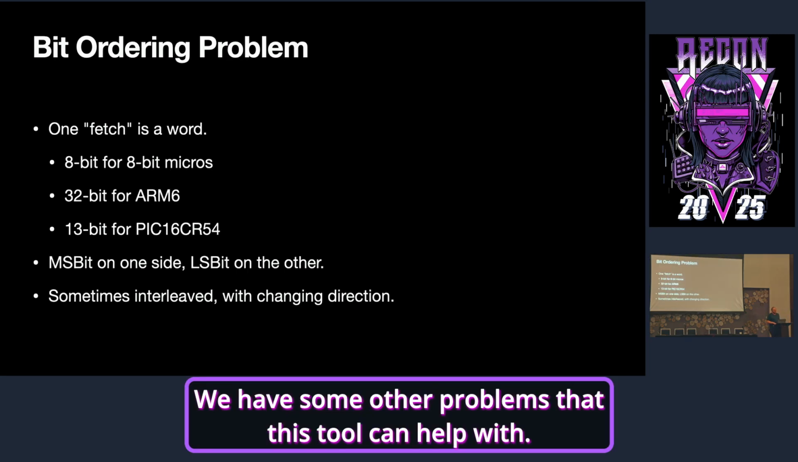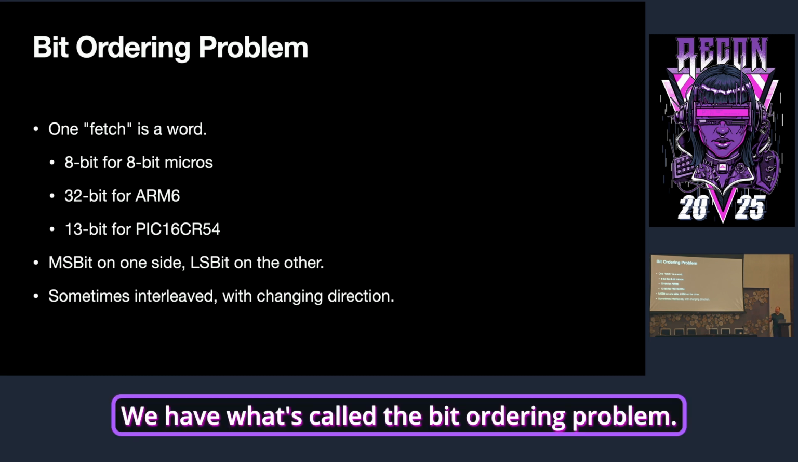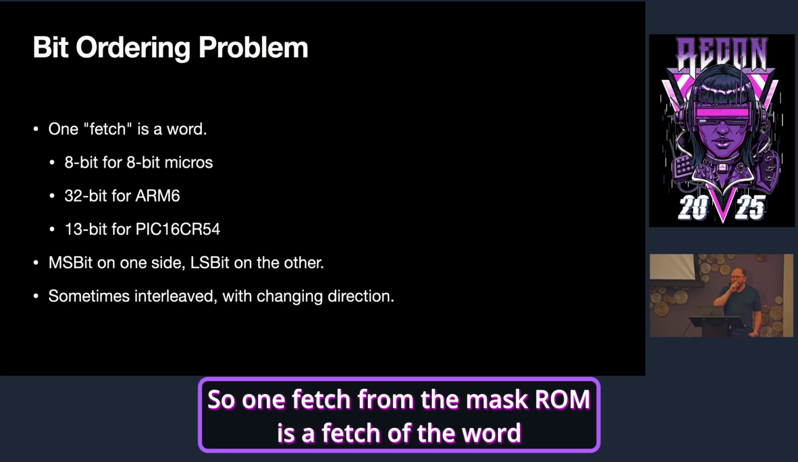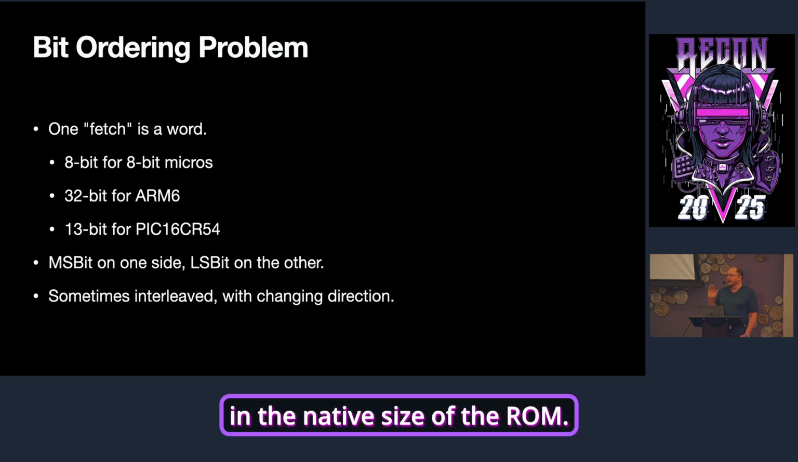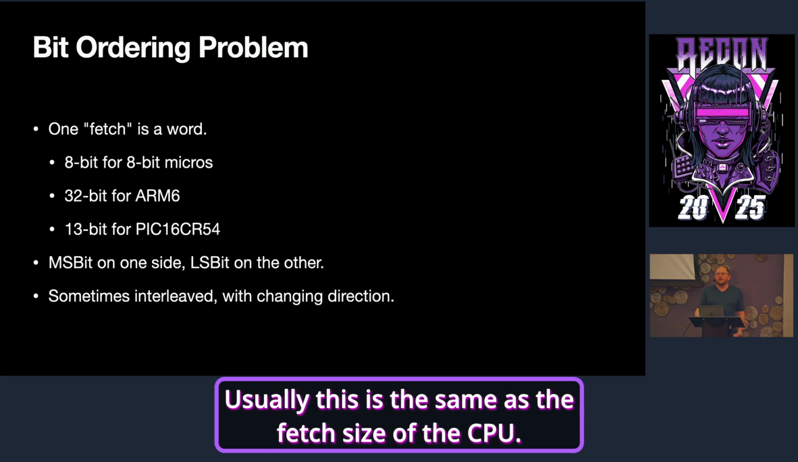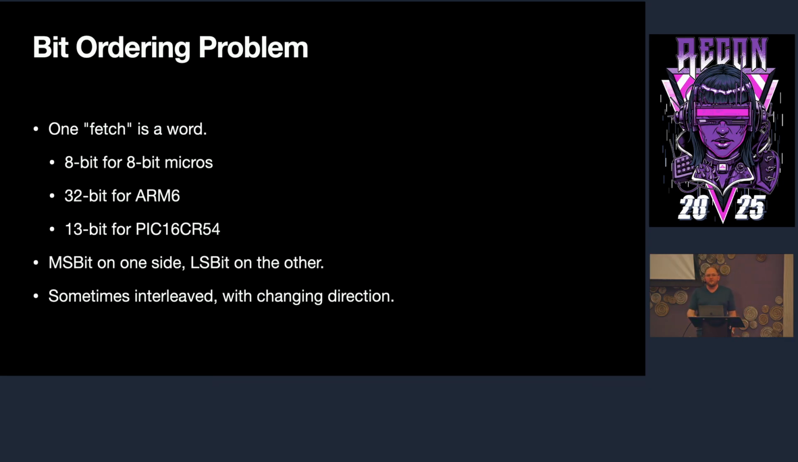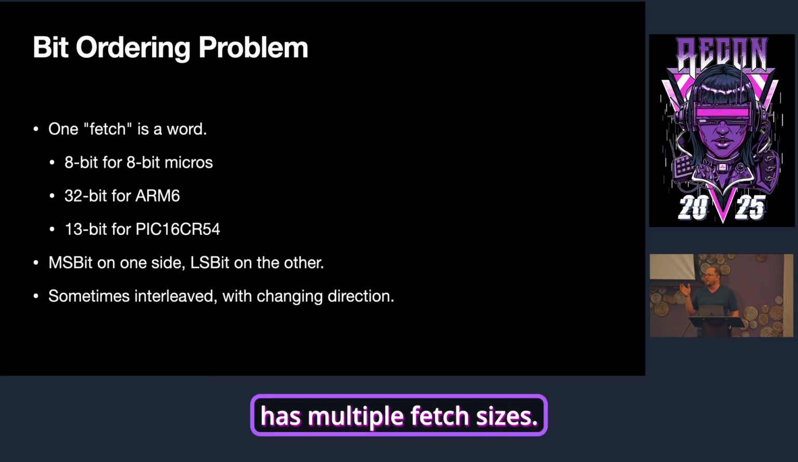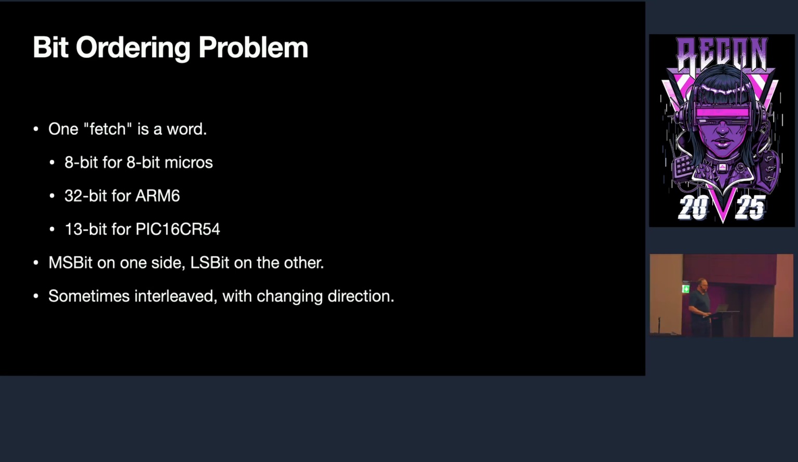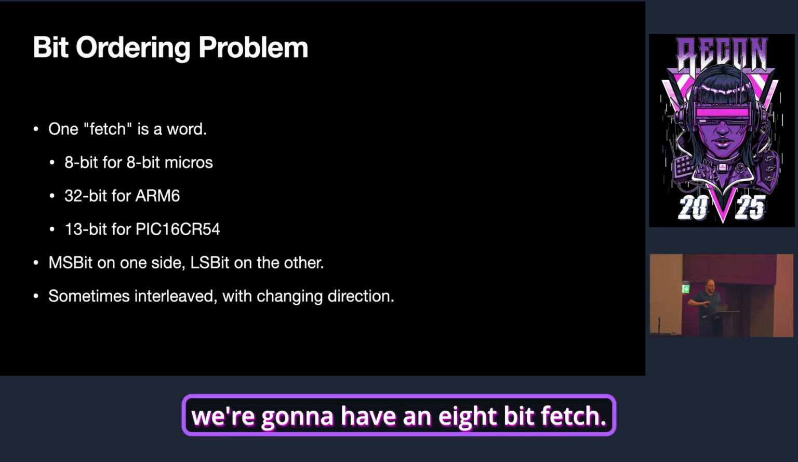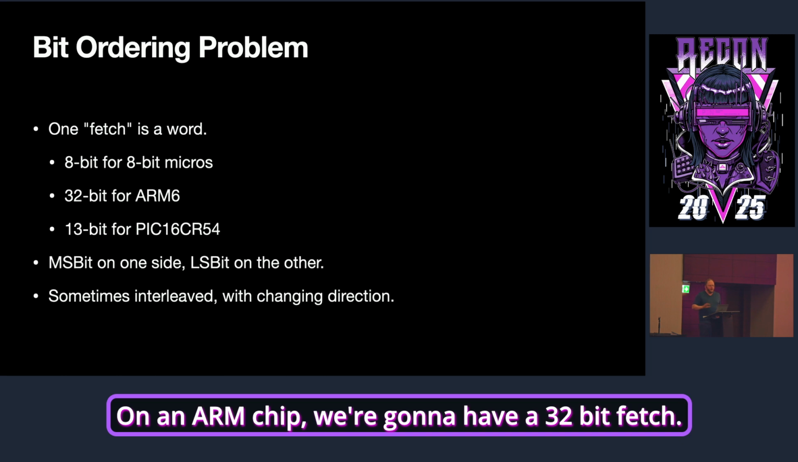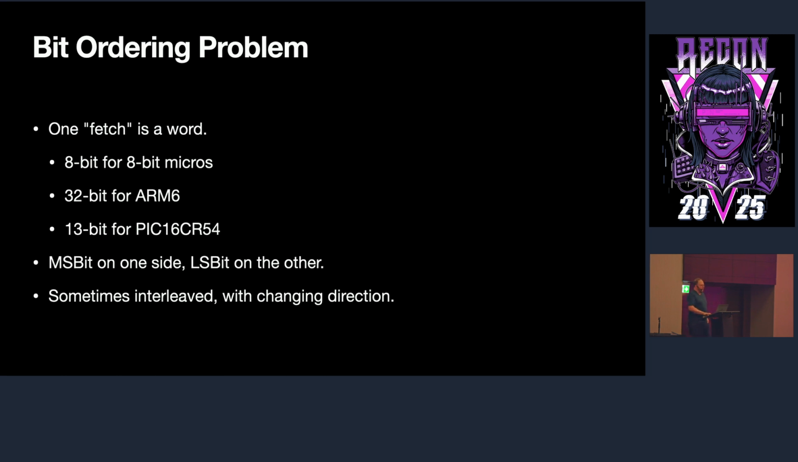We have some other problems that this tool can help with. We have what's called the bit ordering problem. One fetch from the mask ROM is a fetch of the word in the native size of the ROM. Usually this is the same as the fetch size of the CPU. There are a couple of cases where the CPU has multiple fetch sizes. So generally on an 8 chip, we're going to have an 8-bit fetch. On an ARM chip, we're going to have a 32-bit fetch.